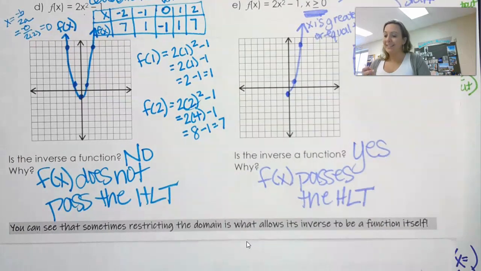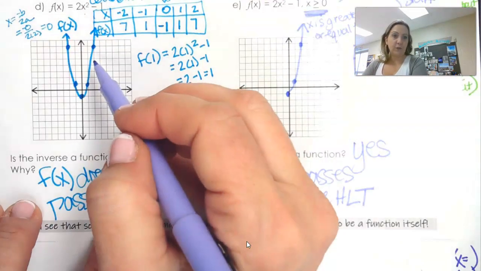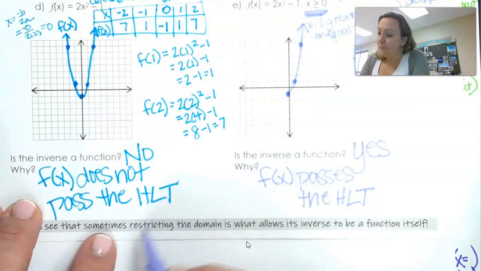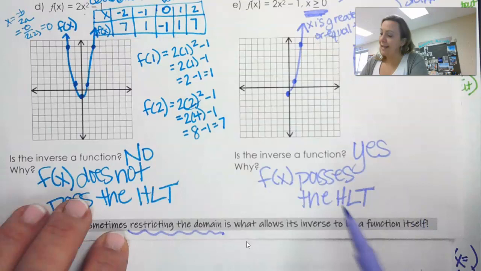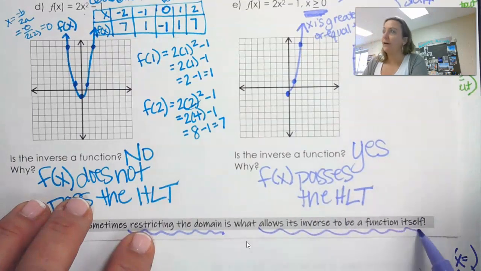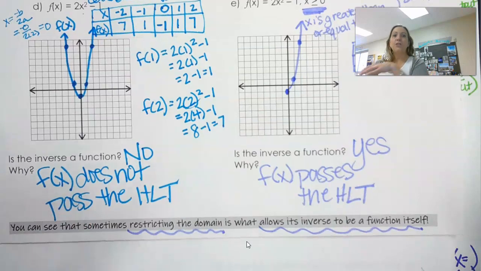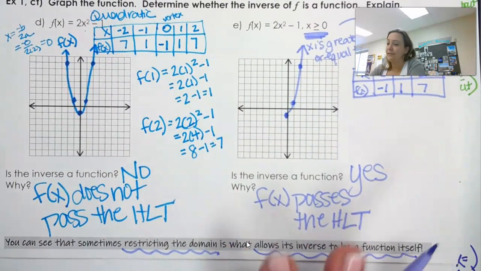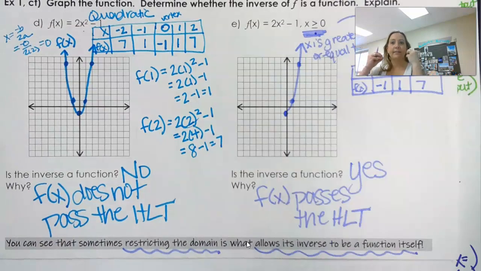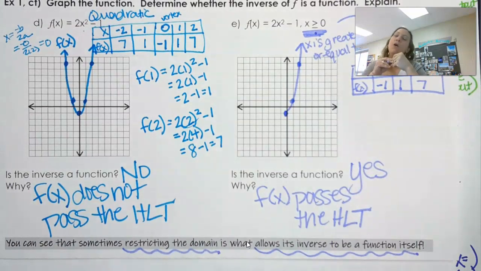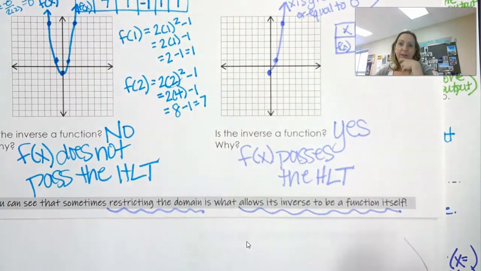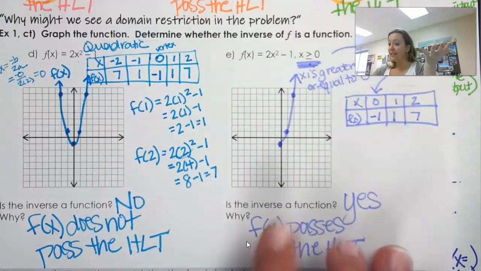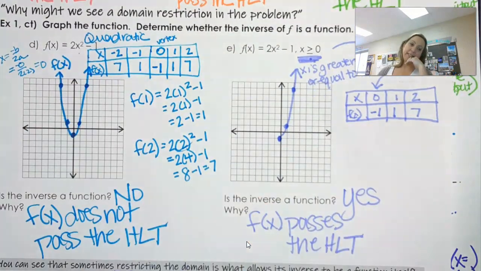And so what we can see is that if we just have a normal quadratic, we're going to have an issue as far as the horizontal line test is concerned, okay? But if we are restricting the domain, that allows its inverse to be a function itself, okay? So sometimes what you'll see is that if you see questions where we have this saying that x can only be these values, it's doing that so that when I find the inverse, it can be a function too, okay? If we don't see that restriction, then we'll have an issue as far as the inverse goes, okay?